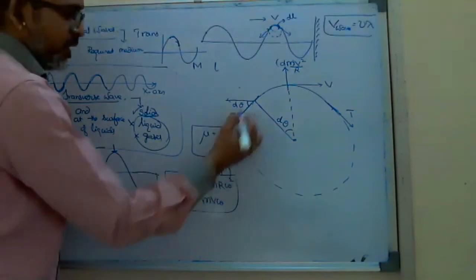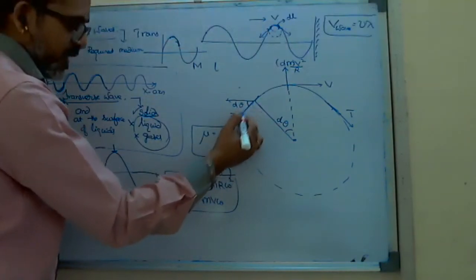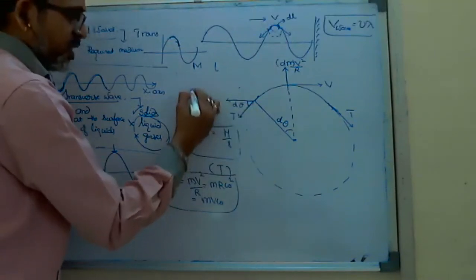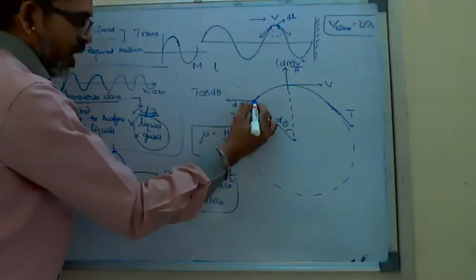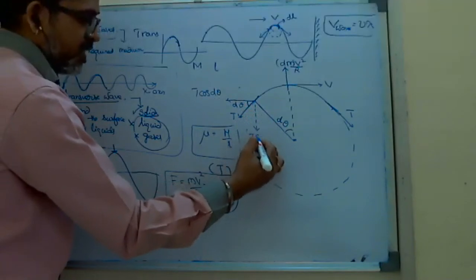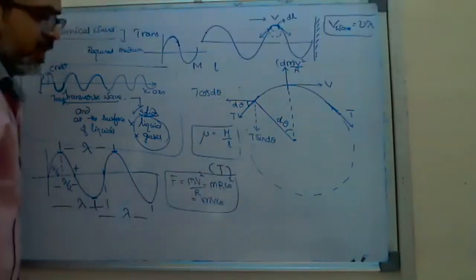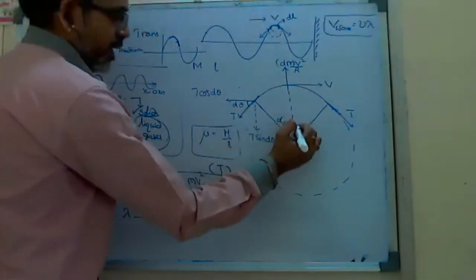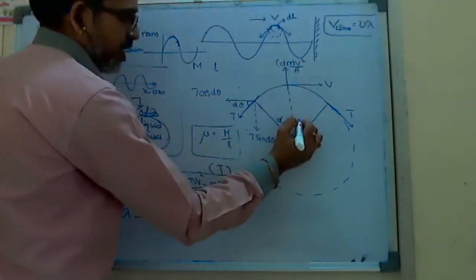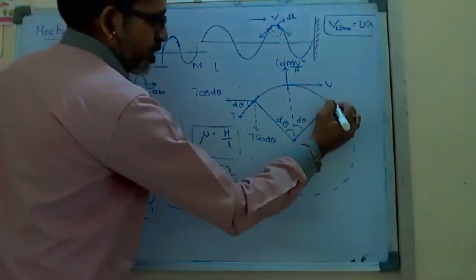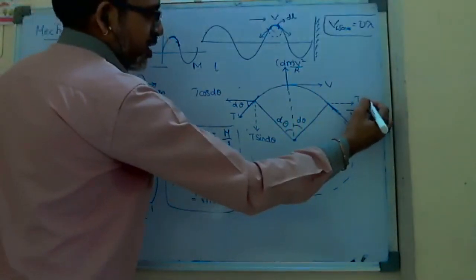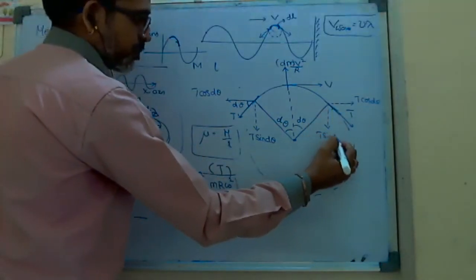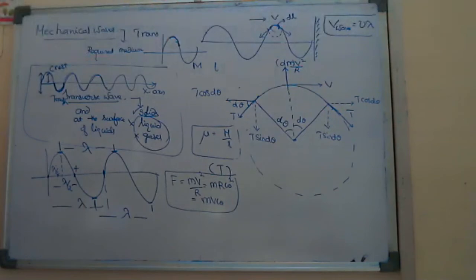So try to resolve that T into two components. Why? Because it is neither along the x-axis nor along the y-axis. So I am going to resolve. Here this is T cos d theta. The other component you will get downwards, T sine d theta. In the same way, on the other side, it is also making exactly the same angle d theta with the vertical line. So if you resolve again here, you will get T cos d theta, and the other component is T sine d theta. Okay, if you see there.